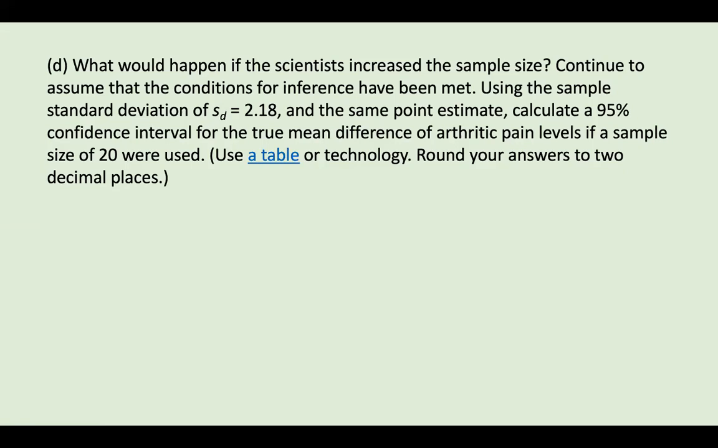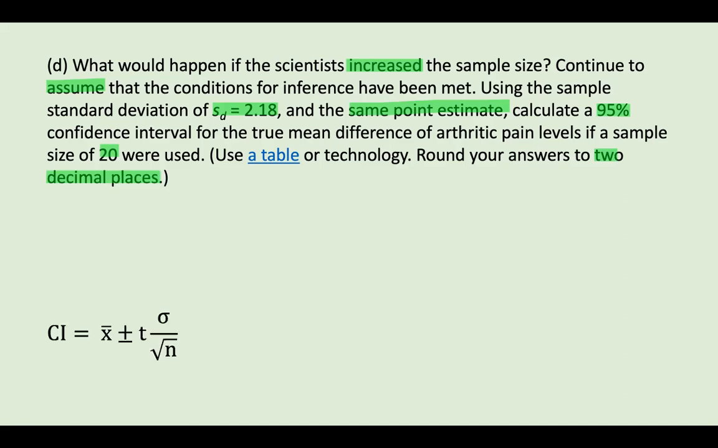What will happen if the scientists increase the sample size? Continue to assume that the conditions for inference have been met. Using the sample standard deviation of S.D. equals 2.18 and the same point estimate, calculate a 95% confidence interval for the true mean difference of arthritic pain levels if a sample size of 20 were used. Use a table or technology and round your answers to 2 decimal places.